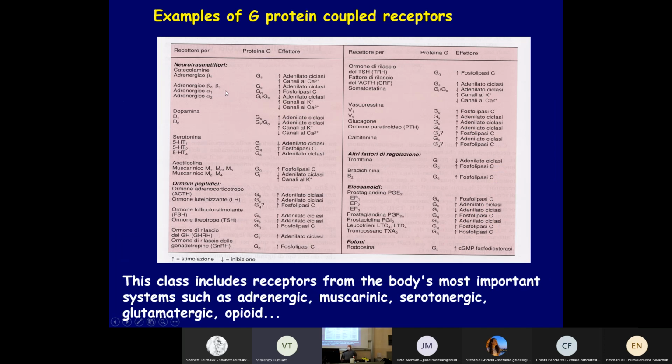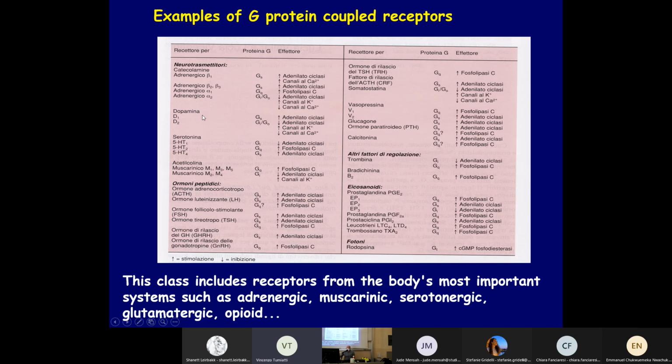Here you can see the different examples of G protein coupled receptors. It's in Italian, but we say neurotransmitters: adrenergic, dopamine, serotonin. The different G proteins coupled with this type of receptors, the final effect: phospholipase C, adenylate cyclases, potassium channels, calcium channels, and so on.